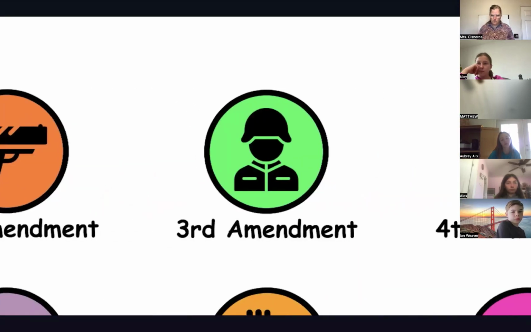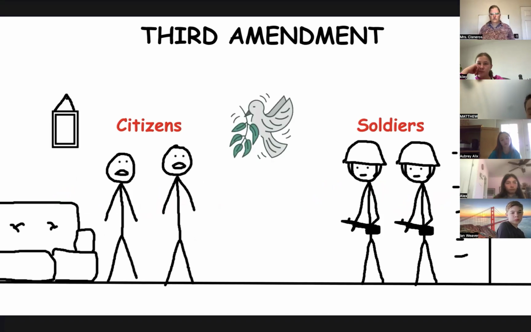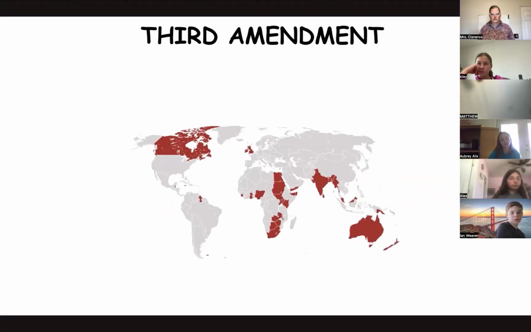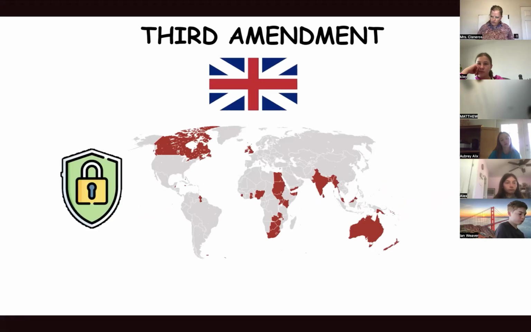Third Amendment prevents the government from forcing citizens to house soldiers in their homes during peacetime without consent. This amendment addresses grievances from colonial times under British rule, emphasizing the importance of privacy and property rights in a free society. Fourth Amendment protects individuals from unreasonable searches and seizures, requiring law enforcement to obtain a warrant based on probable cause for such actions. It ensures privacy and security in personal property, reflecting a balance between individual rights and the needs of law enforcement.